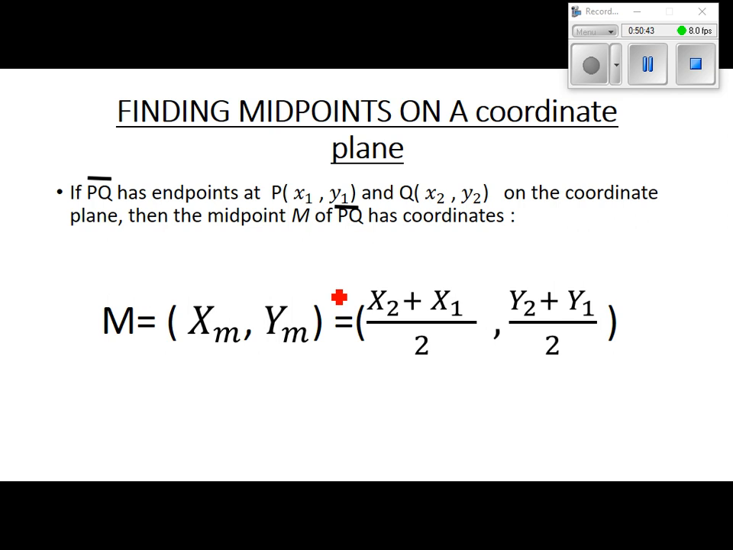What's the big M out there stand for? Midpoint. You might want to write that in. This seems to confuse a lot of students. X sub M. What do you think that little m stands for? Midpoint of the x coordinate. That's the x coordinate of the midpoint. That's the y coordinate of the midpoint.